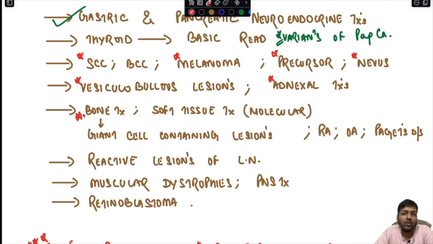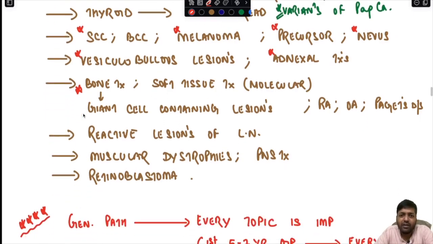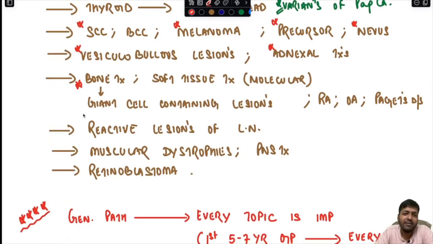Then another important question is the molecular aspects of soft tissue tumors, okay, all the different tumors and the related molecular rearrangement that is there. Example, in Ewing sarcoma, okay, all the different tumors, the molecular aspect. Then rheumatoid arthritis, osteoarthritis, Paget disease, they might be asked but not very important. Reactive lesions of the lymph node again is important. Muscular dystrophies, peripheral nerve sheath tumors like neurofibromatosis, schwannomas, retinoblastomas.